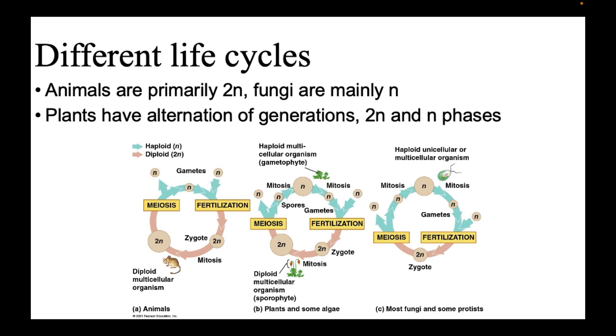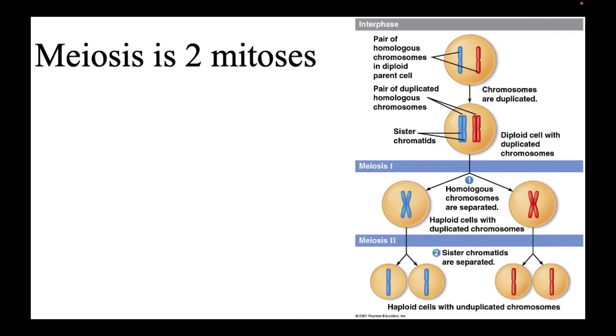So plants are kind of weird. If you look at this and you go, what freakish thing is this? This haploid, diploid, alternation of generations? The catch is, in all three of those cases, we have a process called meiosis.